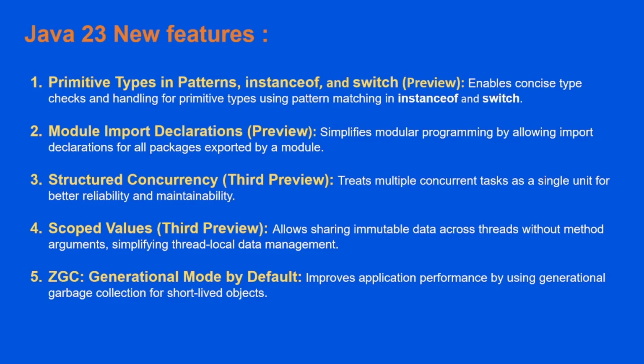Here we can see five of the most important and very useful features. The first one is primitive types in patterns, instanceof and switch. This feature is a preview, in the sense that it is given as a pilot version.